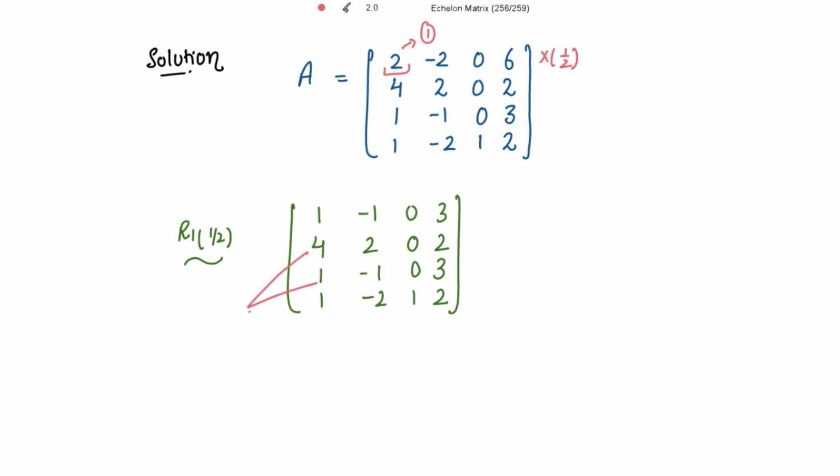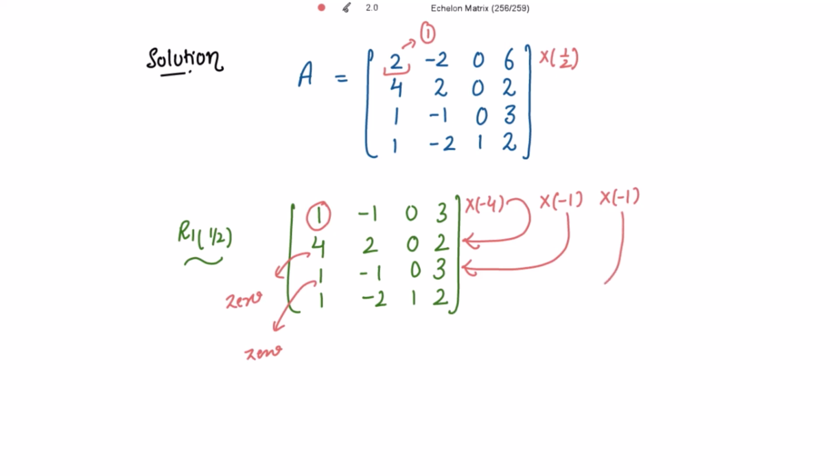And now I need to make all these entries 0 below this leading entry. 1 is the leading entry for the first row, right? To get 0 in place of 4, just multiply row 1 with -4 and add its elements to row 2. To get 0 in place of 1, multiply row 1 with -1 and add its elements to row 3. Similarly, multiplying the same row with -1 and adding its elements to the last row to get 0 in place of this 1. So I'm going to apply all these 3 operations together.